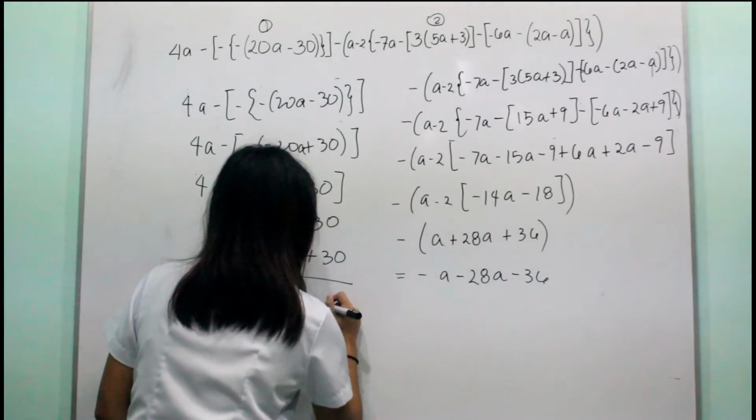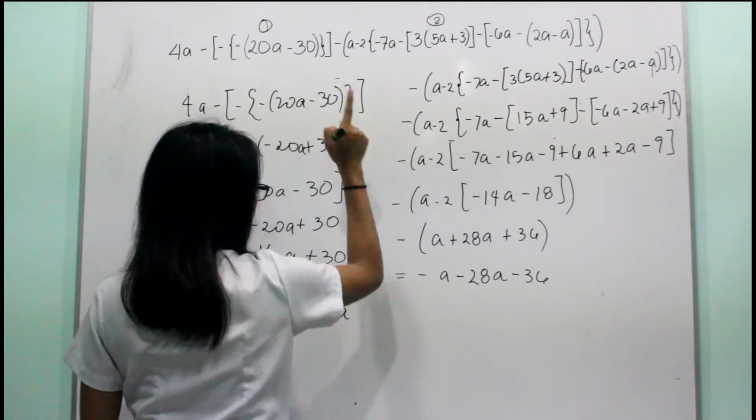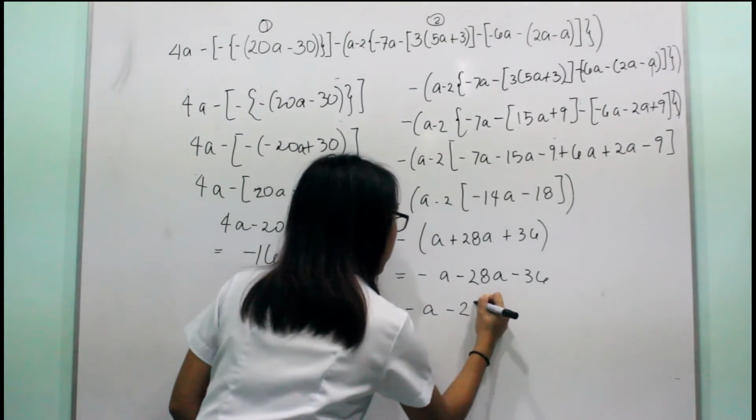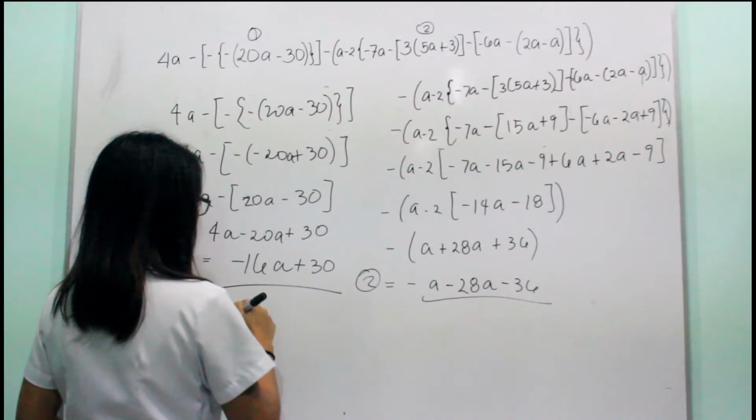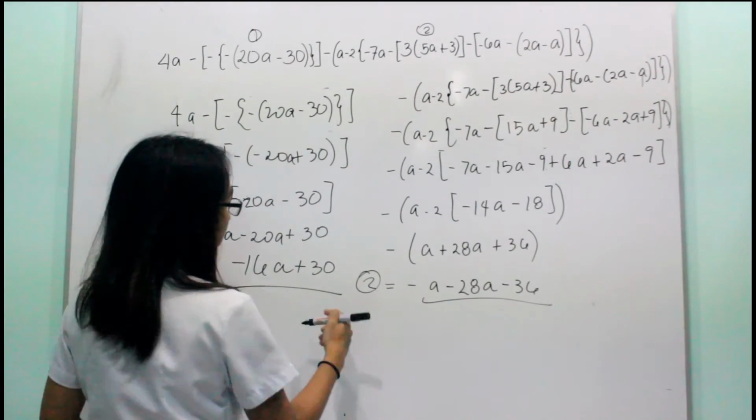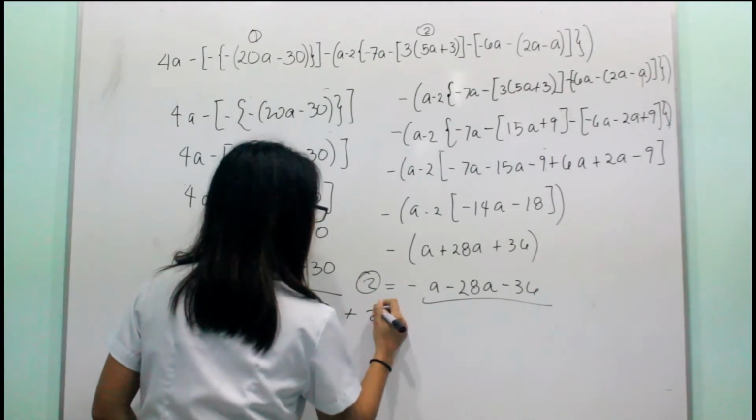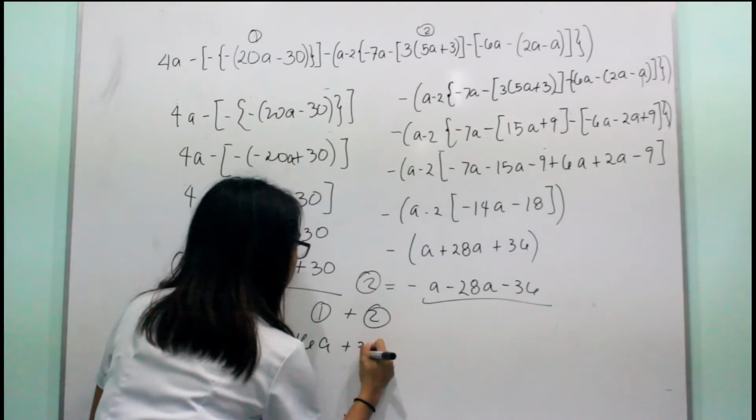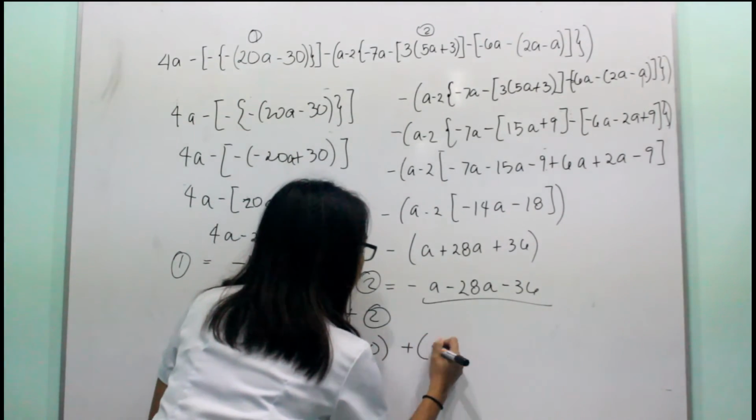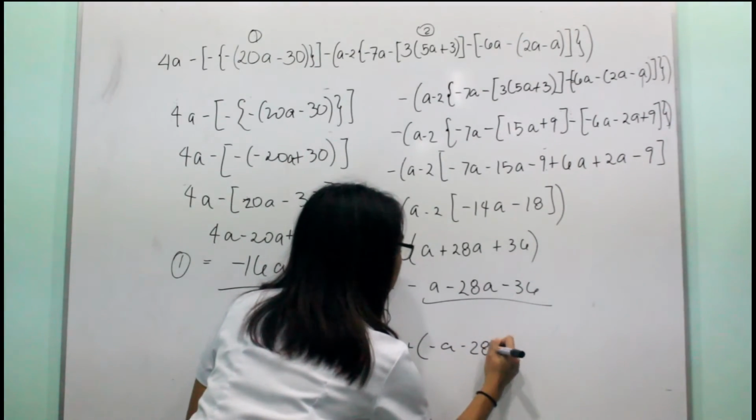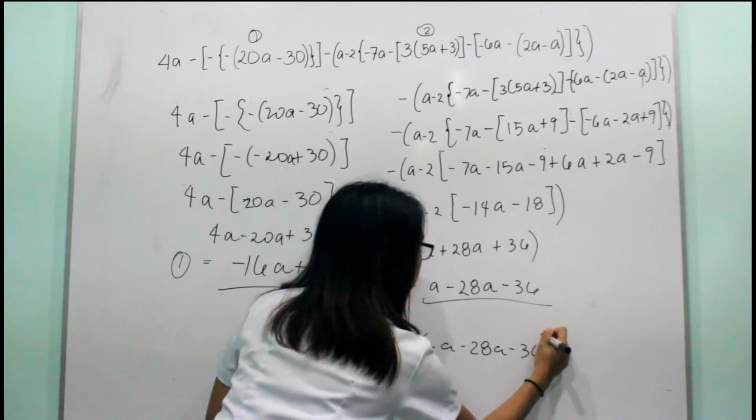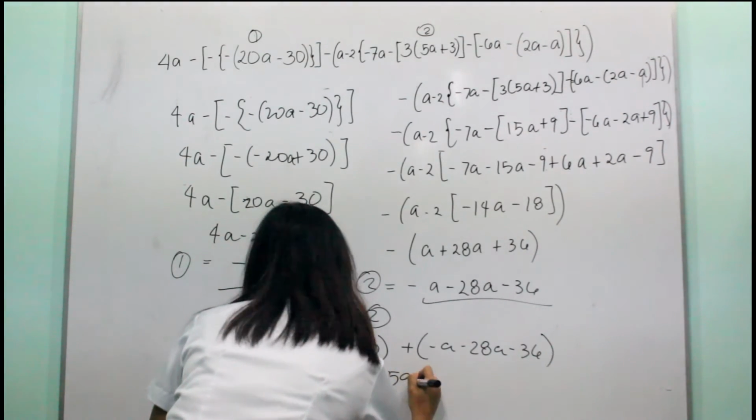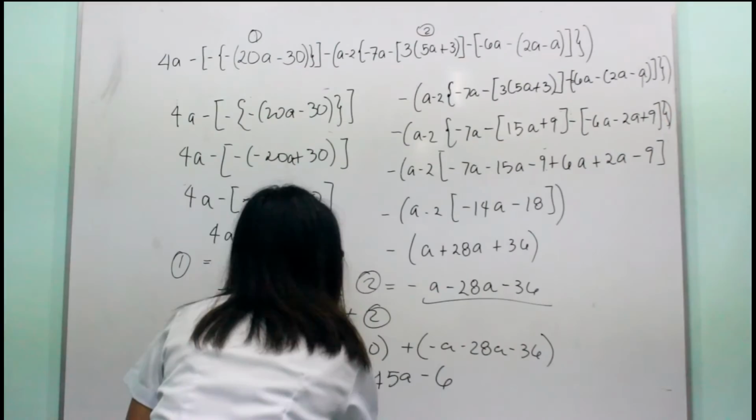Then you add 1 and 2. So negative 16a plus 30 minus a minus 28a minus 36. So you add 1 and 2 again, so 1 plus 2. So it became negative 16a plus 30 plus negative a minus 28a minus 36. So the answer will be negative 45a minus 6.